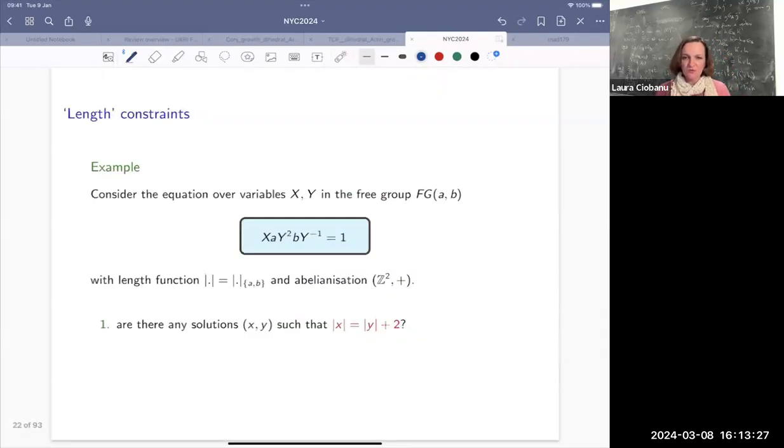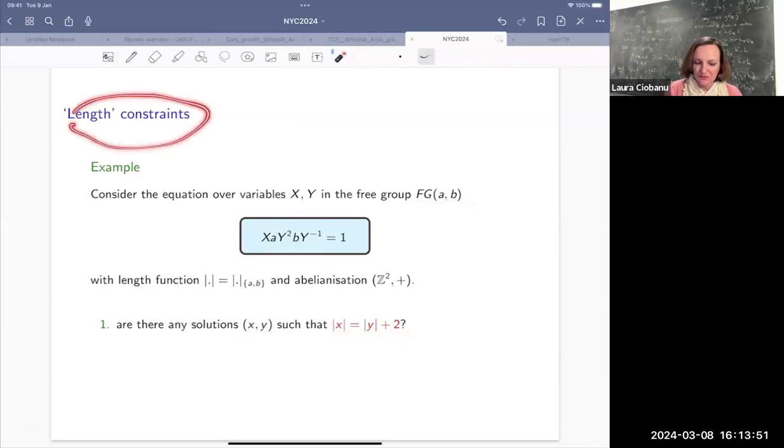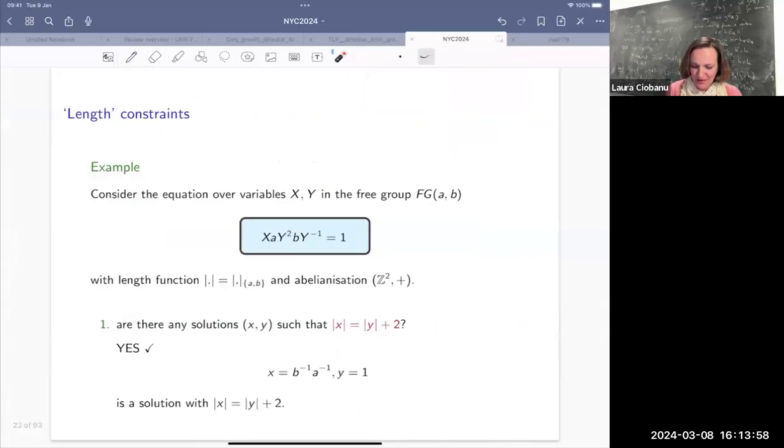And I'm going to add these constraints to my equations. So what do I mean by that? Well, I have here an equation in the free group on A and B. And I want to ask, are there any solutions where the length of x is length of y plus 2? Okay. So this is what I mean by length constraints. And I chose a very easy equation, of course, where I could deal with this quickly. And it turns out, yes, x equals b inverse a inverse, and y is the identity, will satisfy exactly that.